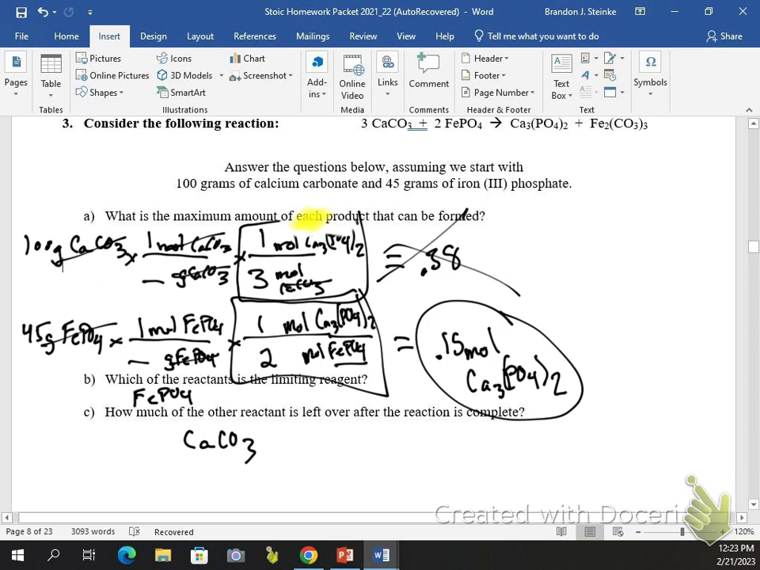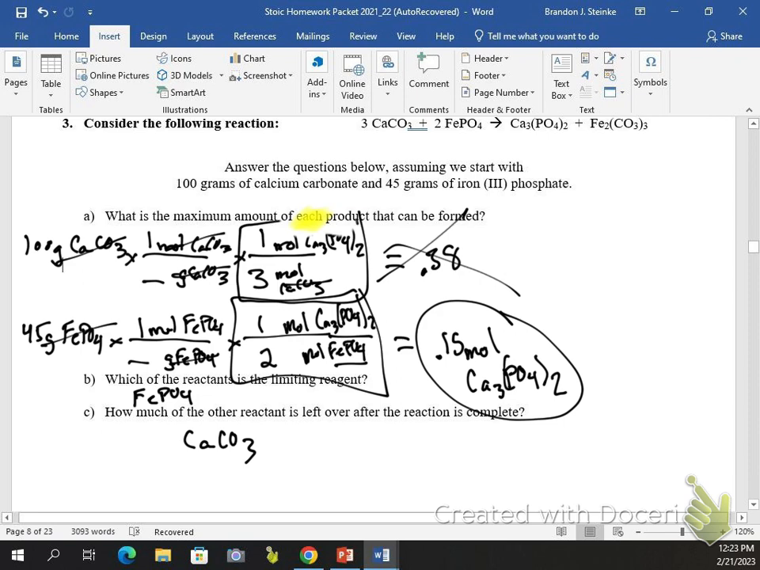So, once again, let's say business again, right? I bring all this stuff in. I want to make and sell calcium phosphate and iron carbonate, right? You work for me, I pay your salary. You say, okay, you can make 0.15 moles of calcium phosphate with these ingredients. And that's all you report to me. Why am I firing you? I want to sell both, right? That's what each product means.